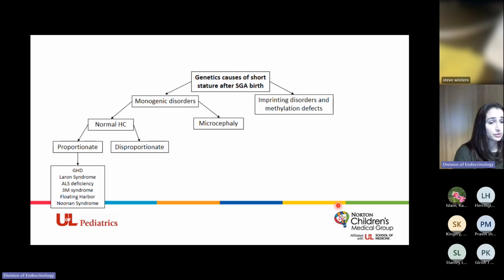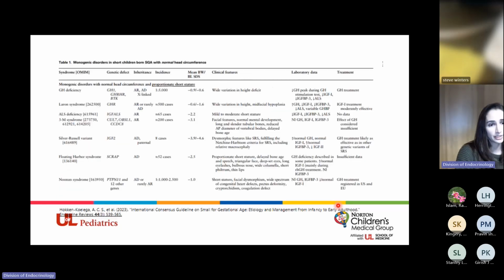So of patients that have monogenic disorders, normal head circumference, and proportionate short stature, it's probably very hard to see because it's very small, but there is a list in here. I know that some of you are thinking growth hormone deficiency does not present with SGA birth, and that is correct. Some of the genetic causes of growth hormone deficiency, including mutations in the GH1 gene or the growth hormone releasing hormone receptor gene, tend to have a little more severe phenotypes, and the babies are smaller than average, but typically do not fall into that category of SGA birth.